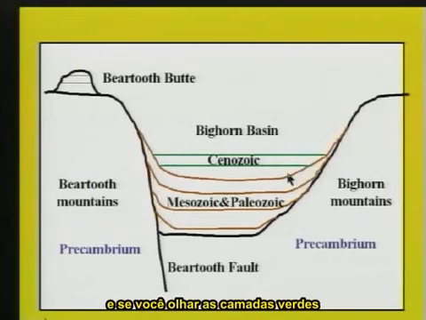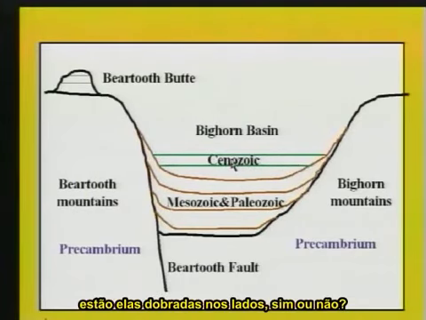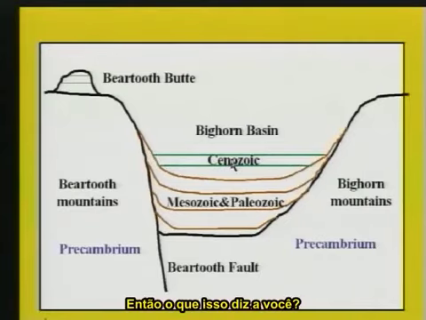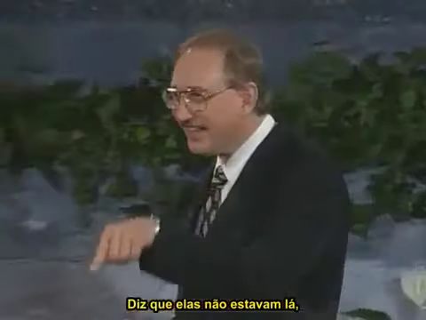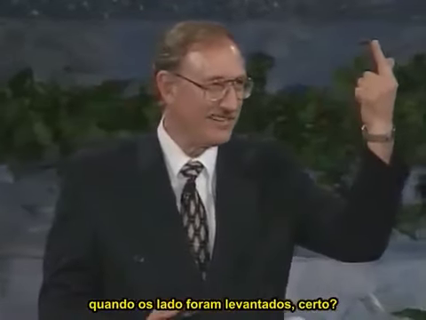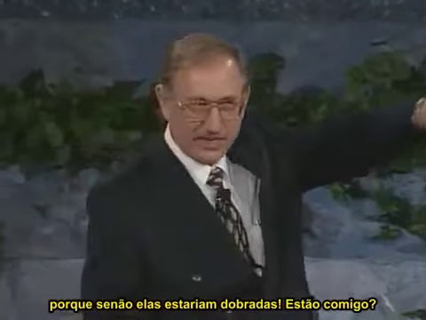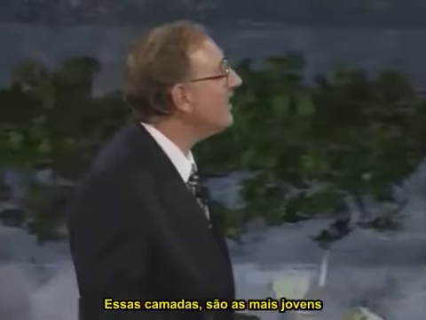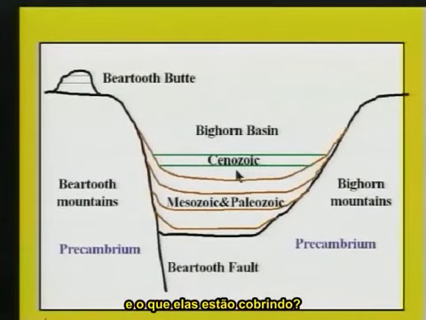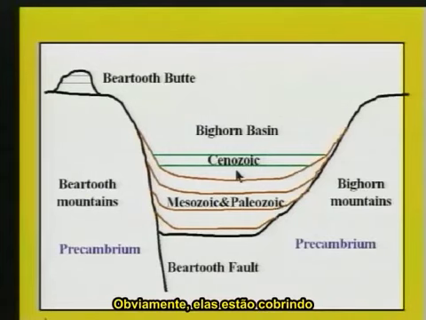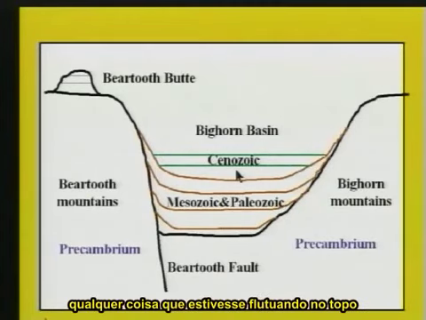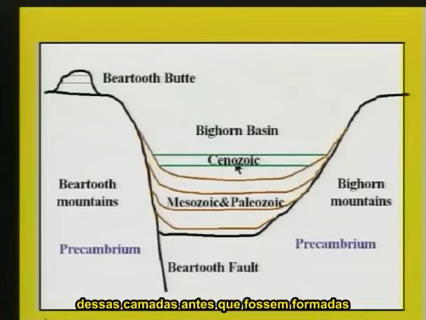Now, if you look at the green layers, what are they? Are they folded up on the sides, yes or no? So what does that tell you? That they weren't there when the mountain was uplifted, is that right? Why? Because else they would also have been folded up on the sides. Are you with me? Okay. So these layers are the young layers. And what are they covering up? Well, obviously they are covering up whatever was floating on the top of these layers before they were formed.